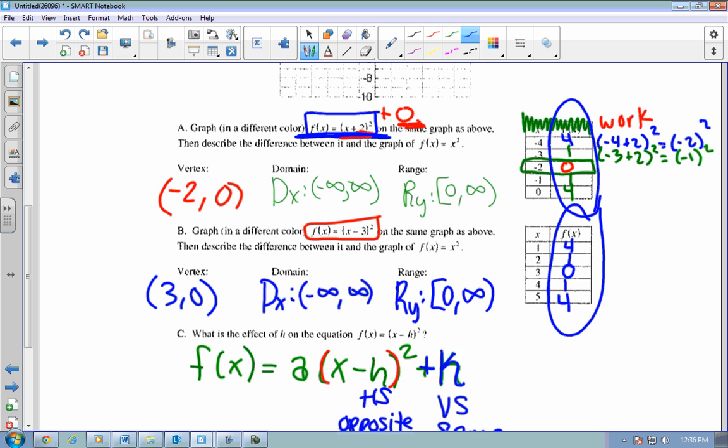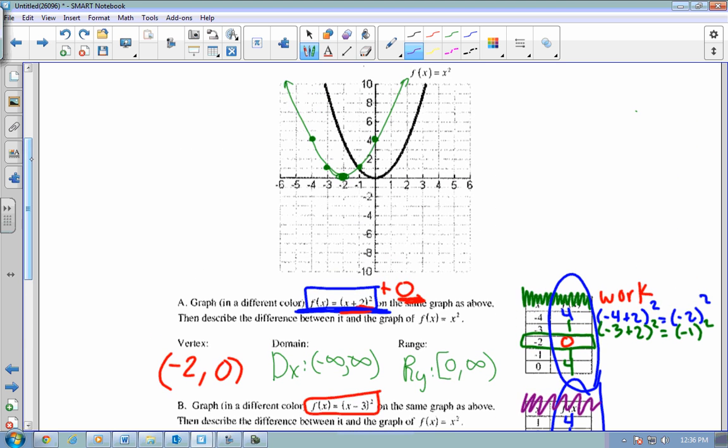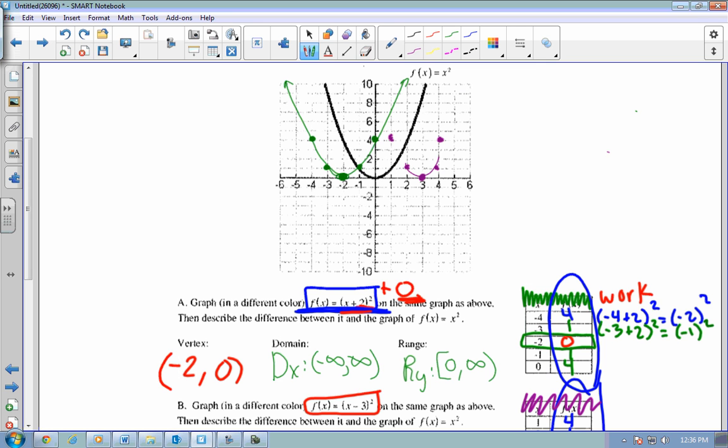Okay, and lastly, before we clean up, go plot that, color code it with your colored pencils, and it's the same points except it's shifted over to the 3. And then draw your parabola through. Make sure your parabola goes all the way to the top.